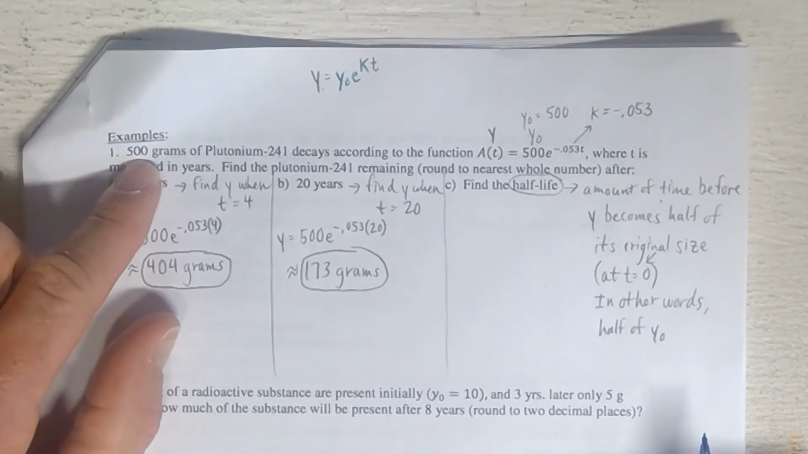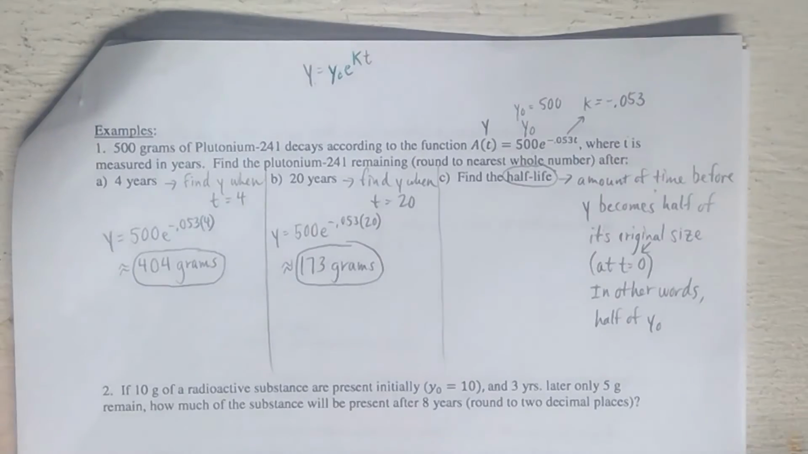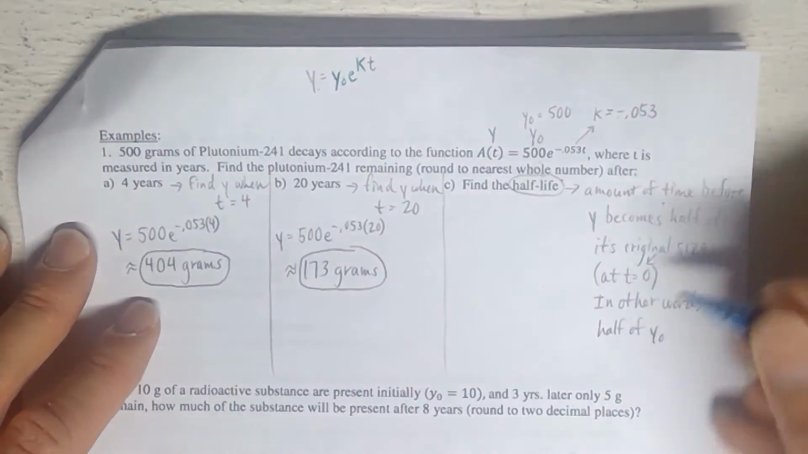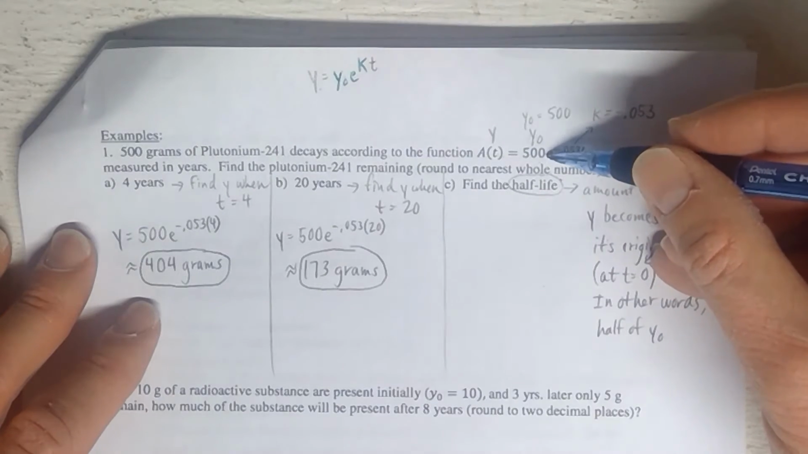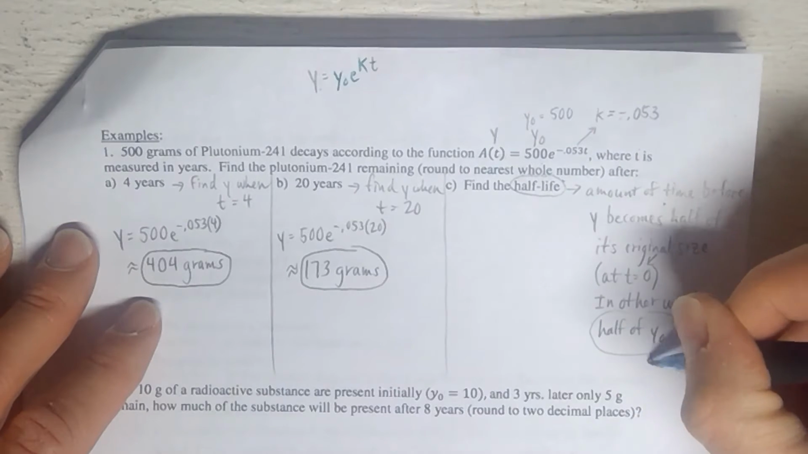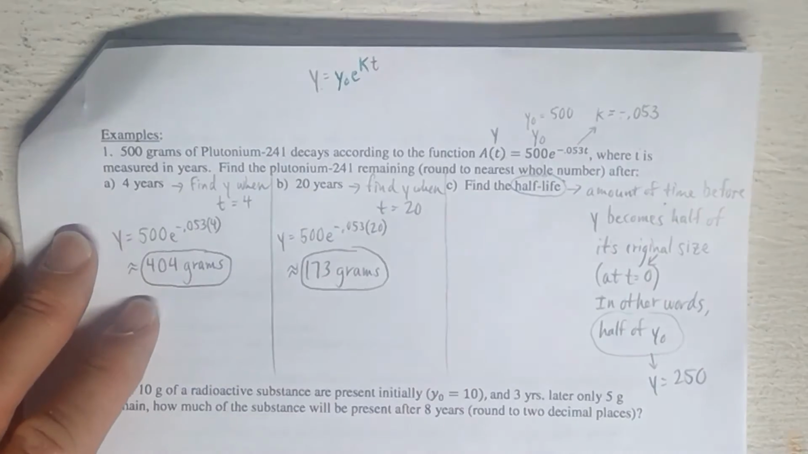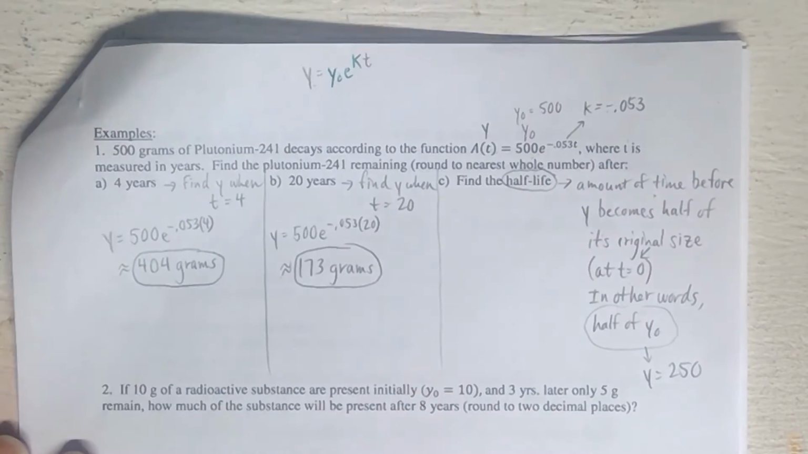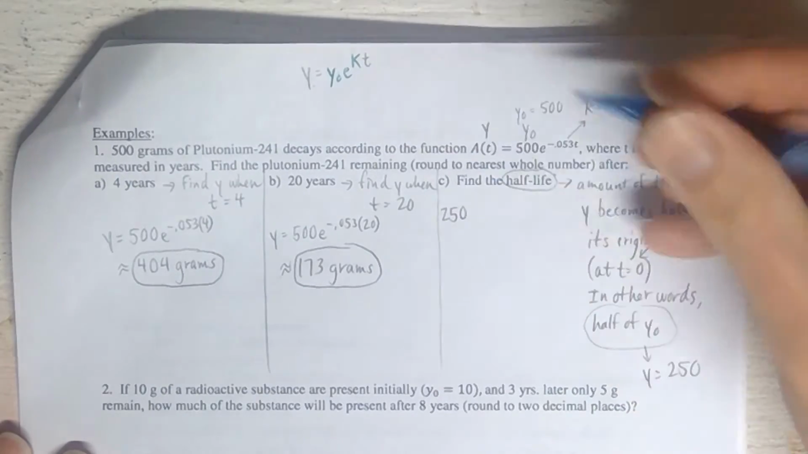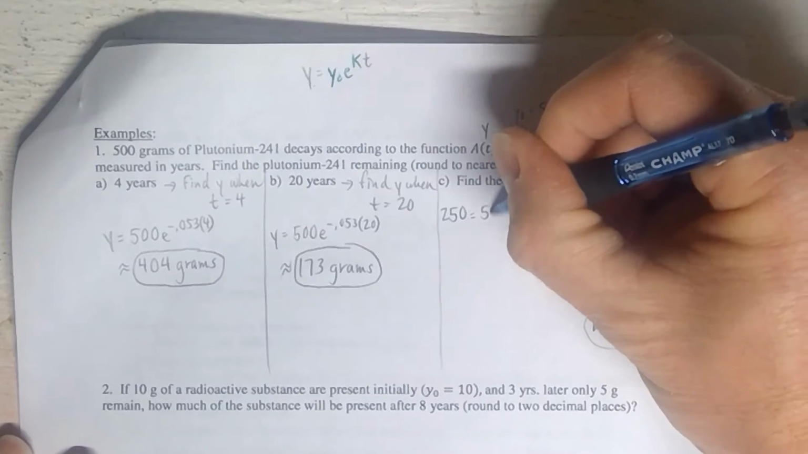So whatever amount they give you as your y naught number, when that starts decaying, that's time 0, all right? Now, since half of y naught, if you cut that in half, in other words, divided by 2, that would be y equal to 250. 500 divided by 2. So that's the number that you plug in. Let's go ahead and do that. So I'm going to plug 250 into y, or at, same thing there. And then the rest of the formula stays the same.